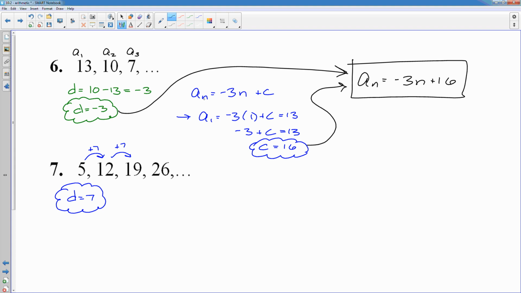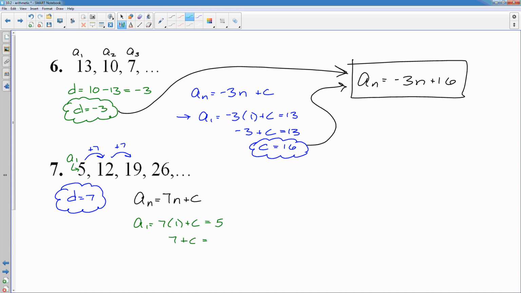And then I'll go with that general structure for the formula. My nth term is my common difference times n plus some unknown number, and we have to solve for c. I'll do the exact same thing I just did. I'll start by plugging in 1 because I know when n equals 1, I should get 5. So my first term is 7 times 1 plus c needs to give me an answer of 5.